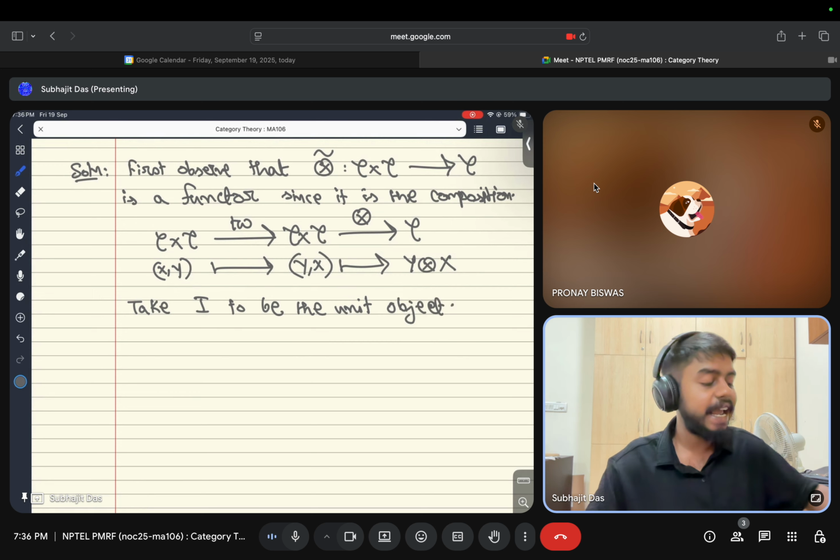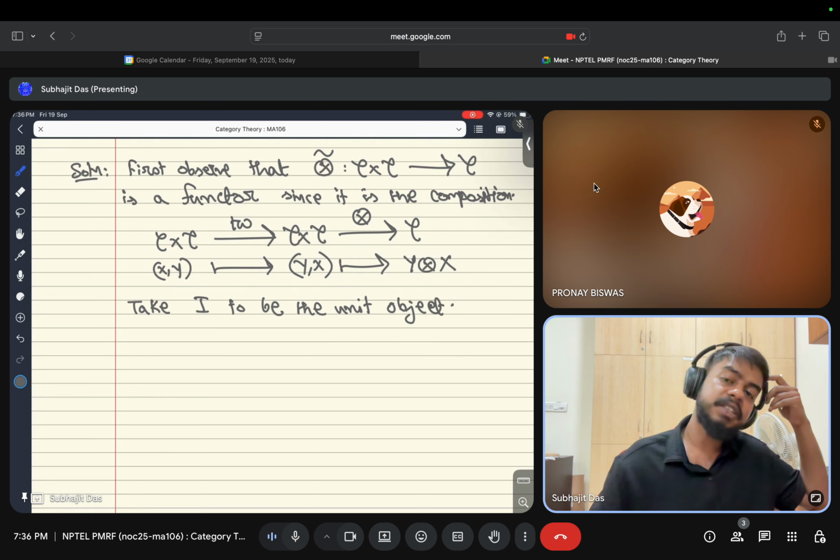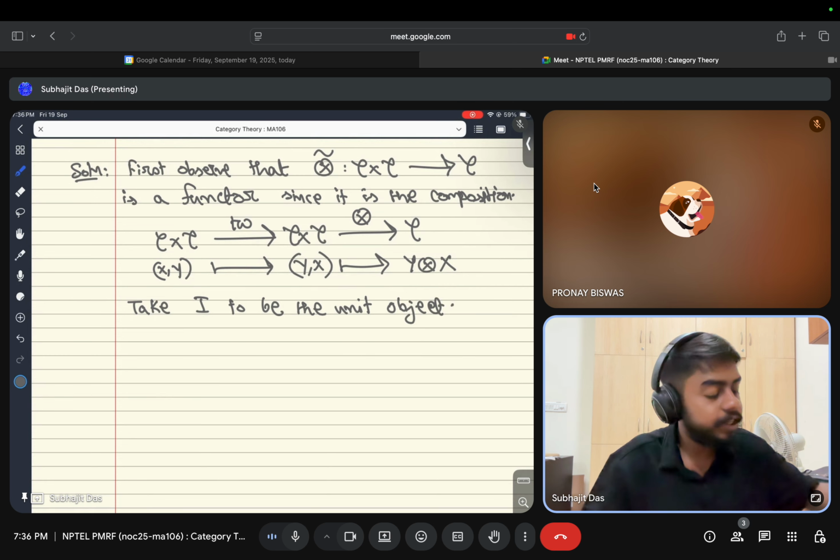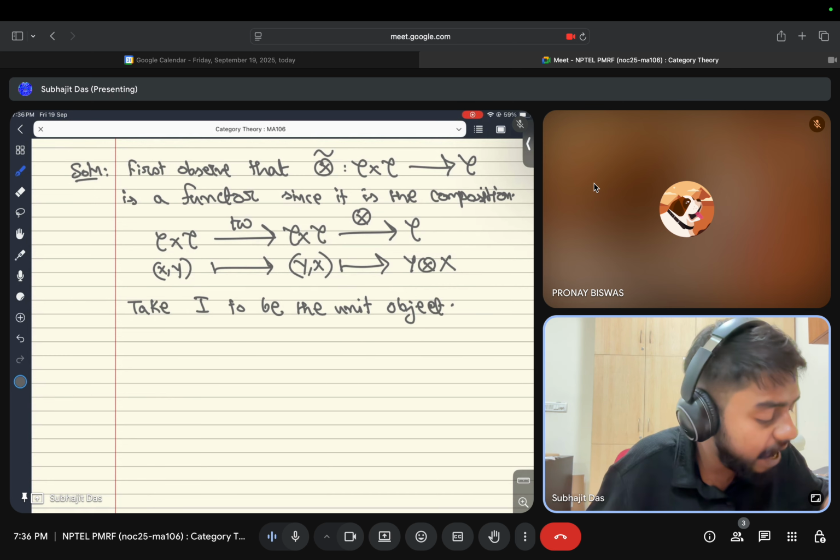What do we need next? An associator, an associativity constraint, an associativity coherence isomorphism. So do we have one?